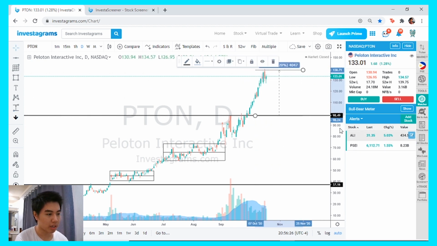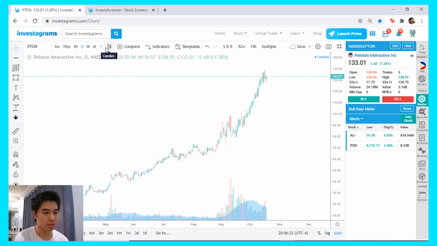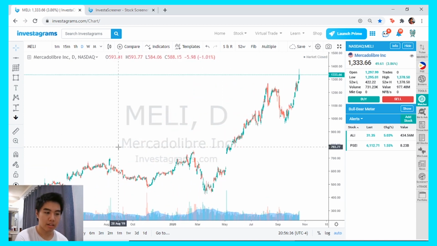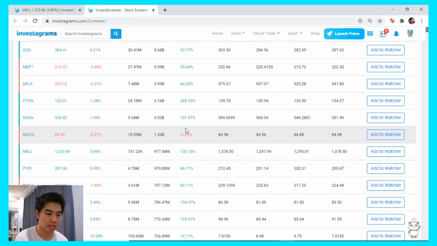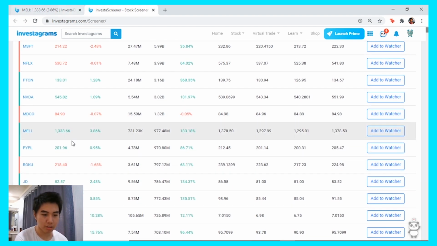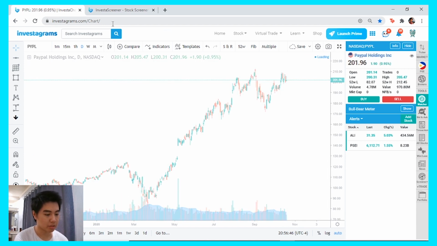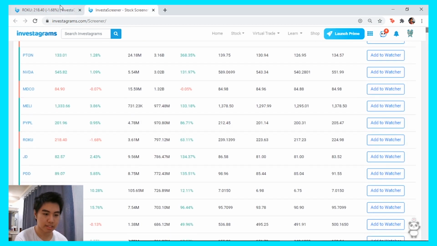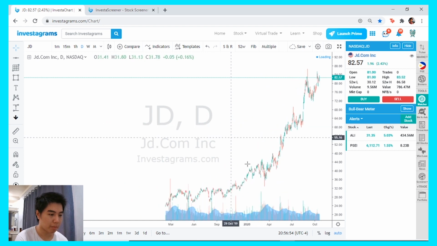Basta yan, beneficiary din na a lot of people mostly stay at home na lang. Ito, after it broke 100, quick 41% move. Congrats sa mga meron nito. Yan yung mga stocks na nakita natin using the screener. So sobrang lakas. We have stocks like Mercado Libre, di ba? Lakas, mga uptrending stocks. But actually, ito, PayPal, malakas din. So ang dami. Sa ilalim, si Roku. Yan, mga uptrending stocks. JD.